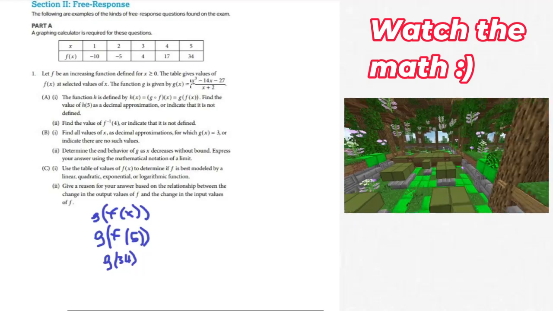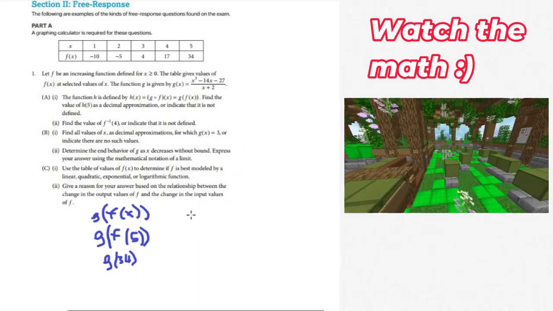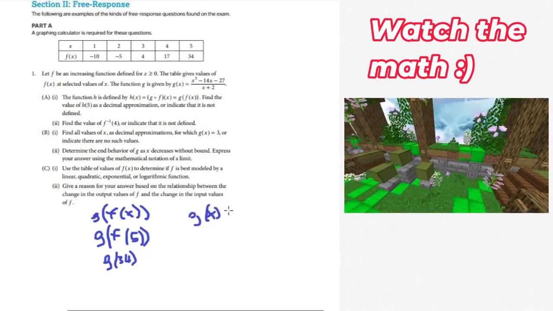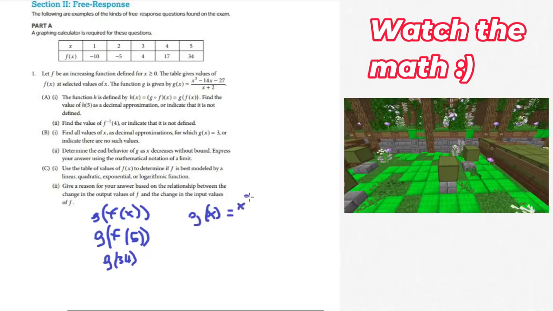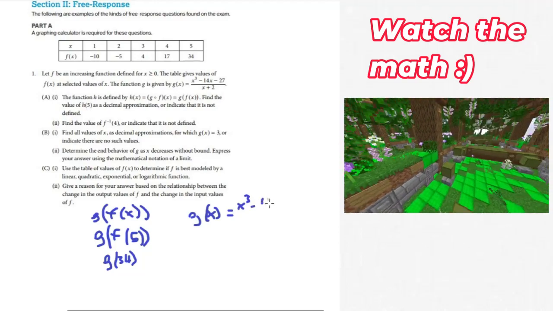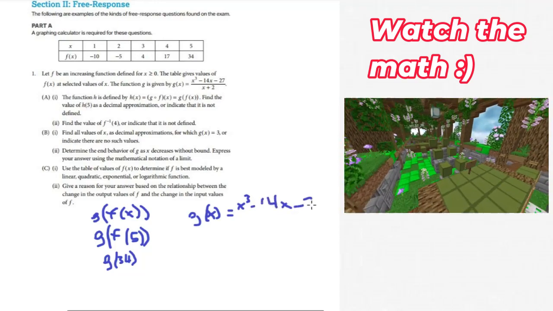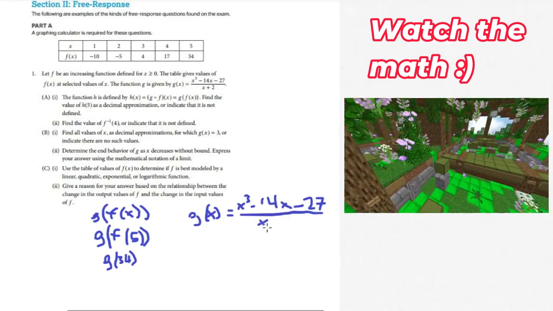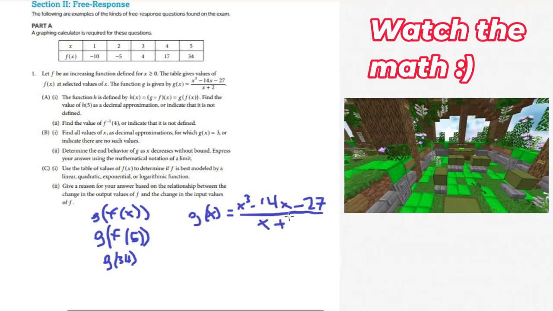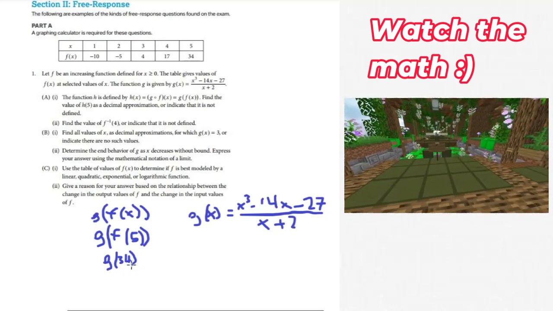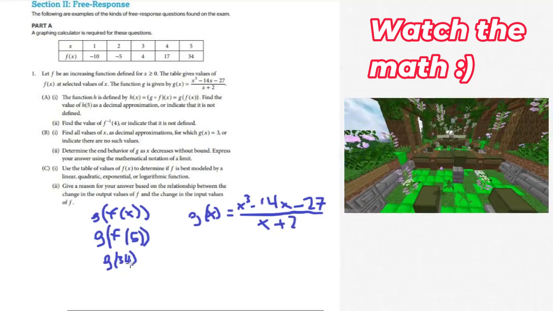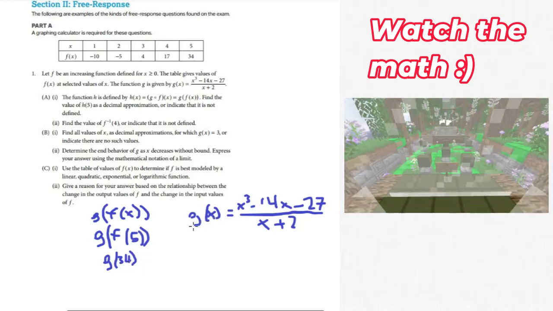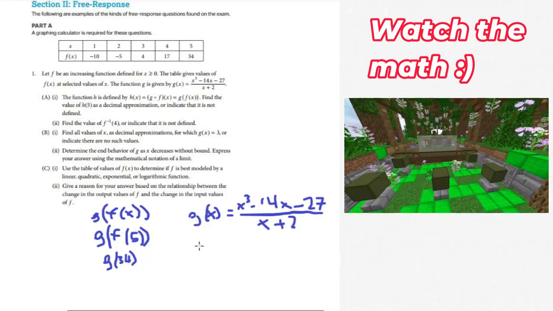And now we're going to take a step back and look at what g of x is. So g of x is going to be equal to x cubed minus 14x minus 27, divided by x plus 2. And when we have a value here, 34 of g, we're basically going to be plugging 34 in for every x value here. So let's plug that in.